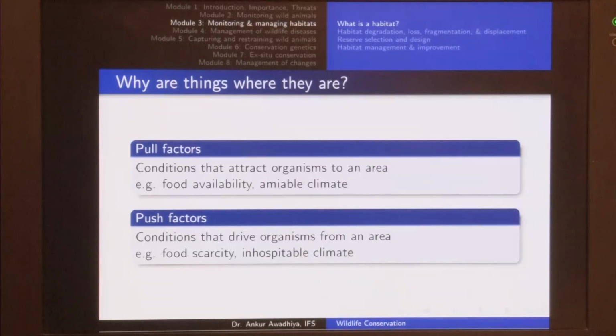Essentially, if you have an area which is extremely suitable, then no doubt the animal will be attracted to that area, and these factors go by the name of pull factors. The other factors are called push factors, which drive organisms away from an area. If you have an area where there is a scarcity of food, or quite a lot of predators for the animal, it might not prefer to live in those areas. Similarly, with an inhospitable climate, if it is very warm, very cold, very dry, or very wet for the animal, then the animal would move out of that area, and these factors go by the name of push factors.